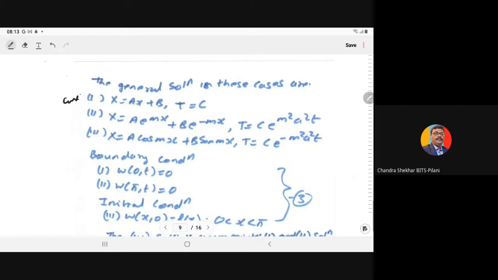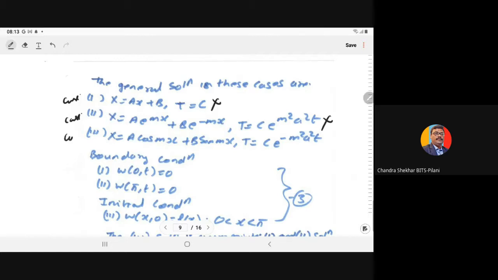For case first, the general solution is X equals ax plus b and T equals c. This says that after infinite time the temperature will remain c, so we have to discard this case. For case second, the general solution is X equals a e to power mx plus b e to power minus mx. This says that after infinite time the temperature will become infinite, so this case also we have to discard.